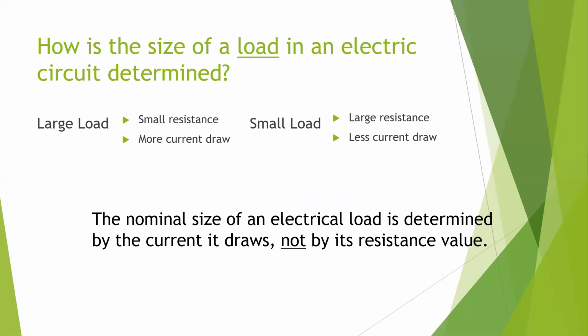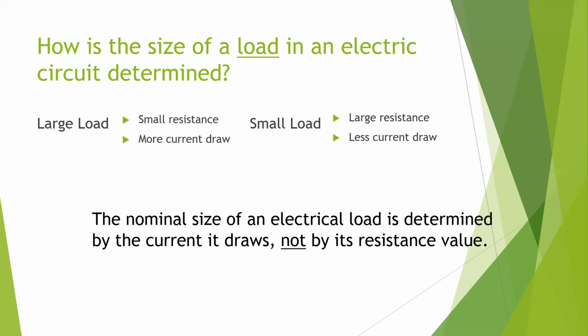So, how is the size of a load in an electrical circuit determined? Well, if we have a large load, we'll have a small resistance and we'll draw more current. If we have a small load, we have a large resistance and it draws less current. So the nominal size of an electrical load is determined by the current it draws and not necessarily by the resistance that it has. Although resistance clearly plays a factor in the amount of current that it will draw, when we talk about the nominal size, we'll talk about current draw.